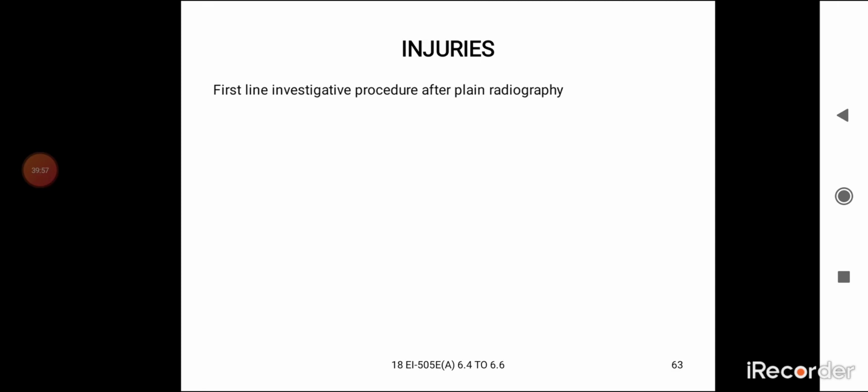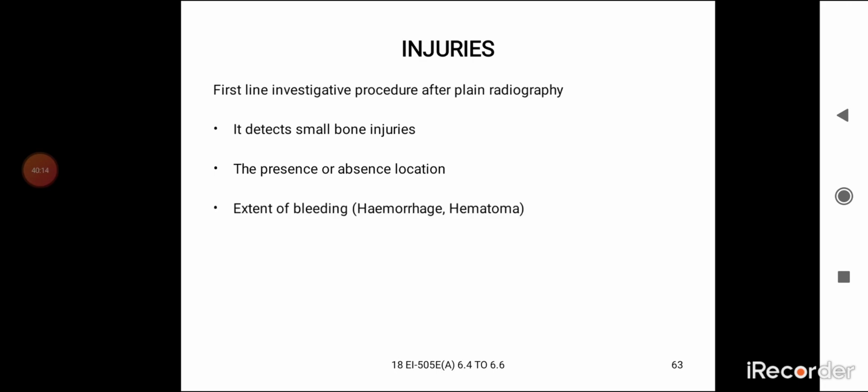Injuries. It is the first line investigative procedure after plain radiography. It detects small bone injuries, the presence or absence, location, and extent of bleeding, hematoma, hemorrhage, and damage to the brain and ventricular system.